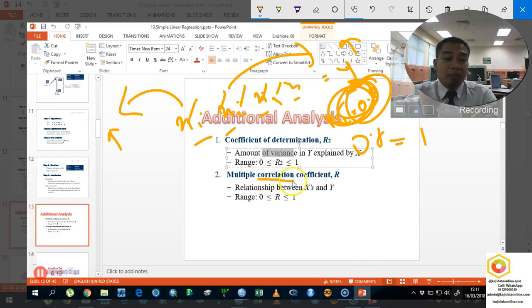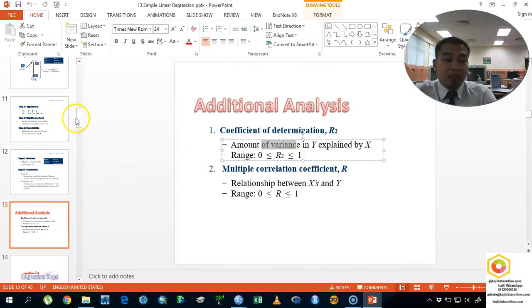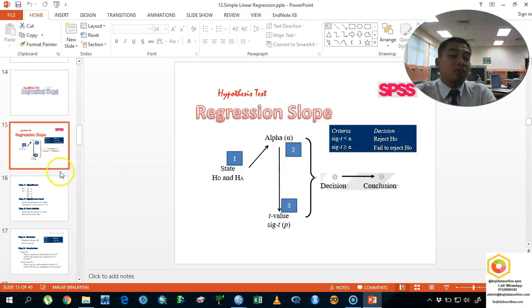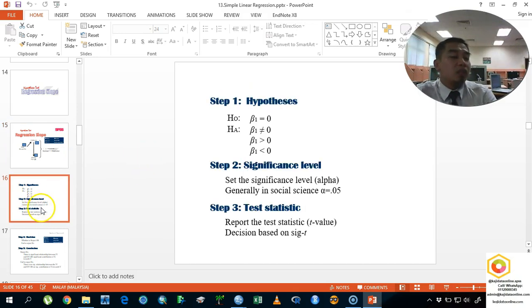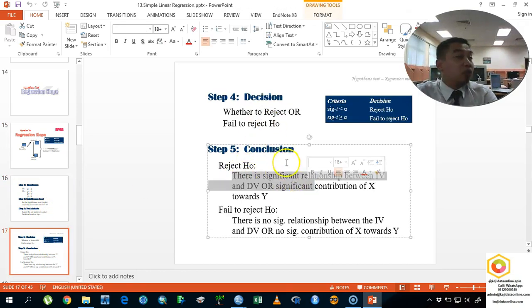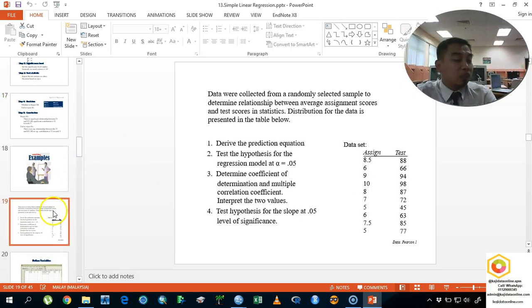And then the next one is the multiple correlation coefficient. Multiple correlation coefficient is also explained similarly to the Pearson correlation, where we look into the correlation between the X and Y. Okay, the next one is hypothesis testing for regression in terms of the slope. So the first one, we look into the regression model, whether it fits or not. And the second one, we look into the slope, whether the slope exists or not. So if you reject your null hypothesis, there is a significant relationship. You are talking about the relationship between the IV and DV. Okay, significant contributions of X toward Y. X can mean many X's, while Y is only one Y.